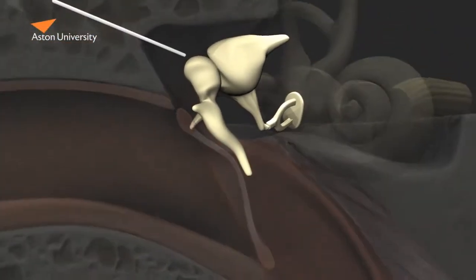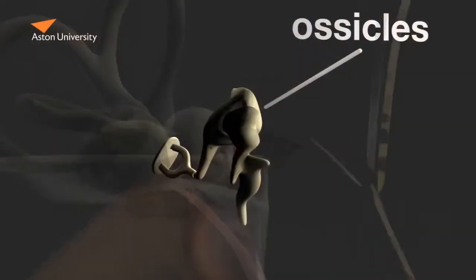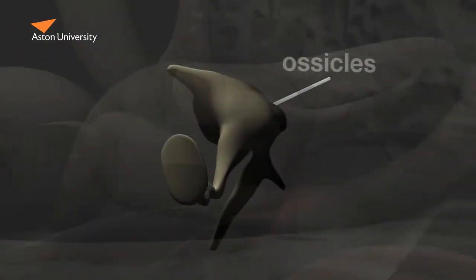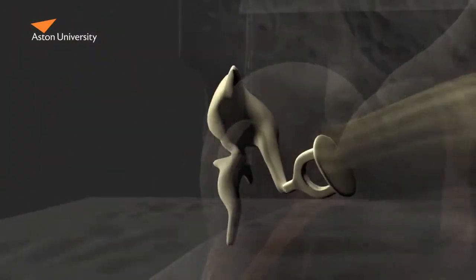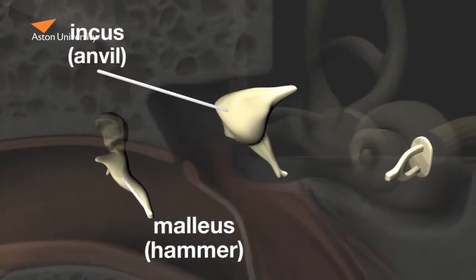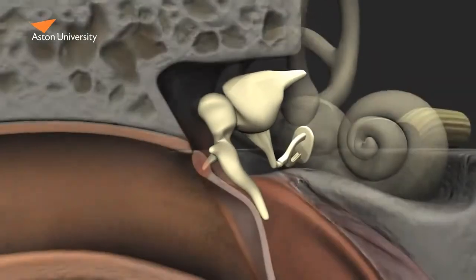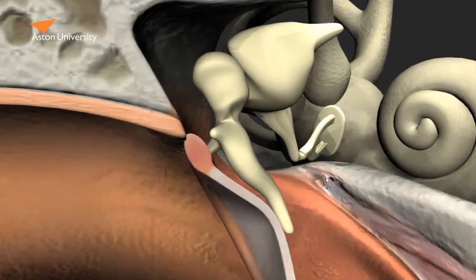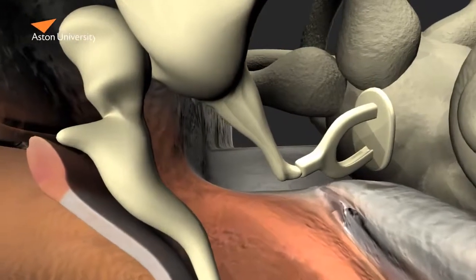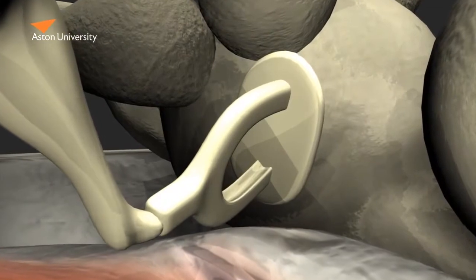The middle ear also contains three small bones, known as the ossicles. These are connected in a chain across the middle ear, from the tympanic membrane to the entrance of the cochlea, called the oval window. The ossicles are called the malleus, the hammer, the incus, the anvil, and the stapes, the stirrup. The handle of the malleus is attached to the tympanic membrane, and the base of the stapes, known as the stapes footplate, sits loosely in the oval window of the cochlea, held in place by the annular ligament.